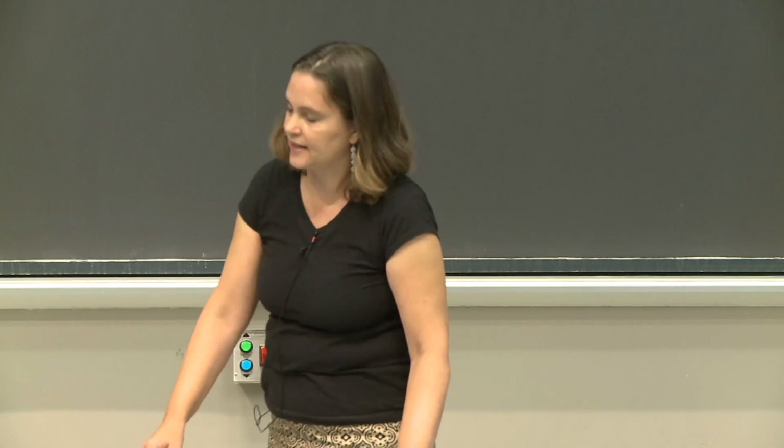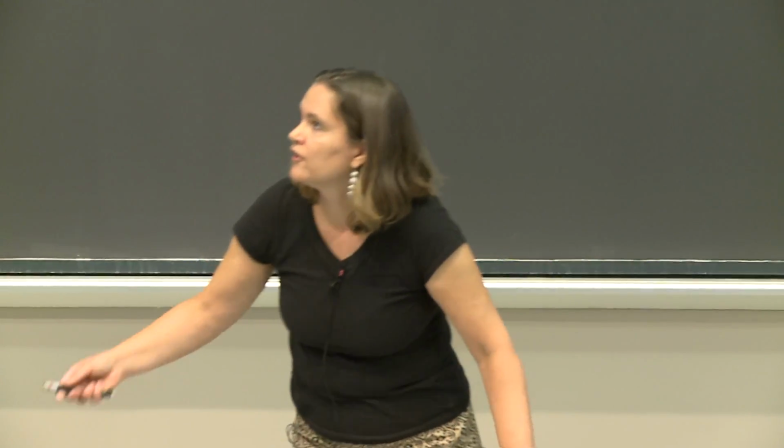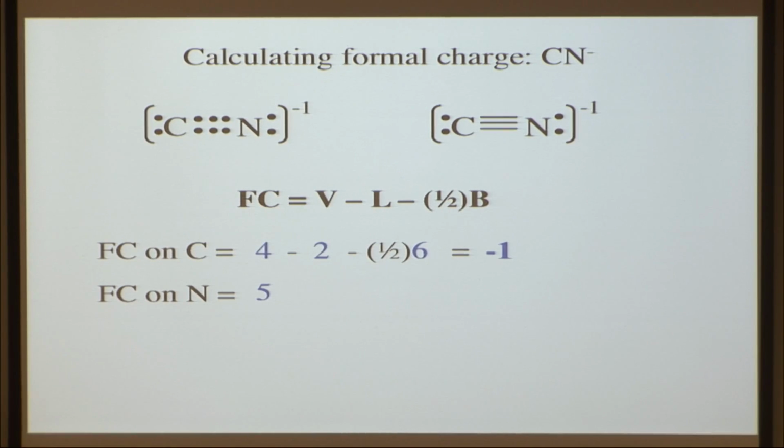So if we look at this again, we have 5 valence electrons on nitrogen. We have 2 lone pair electrons. And we have 6 bonding electrons. Half of 6 is 3. And so that's 0. Or you could have said, well, if this is -1 and the charge is -1, then that has to have been 0.